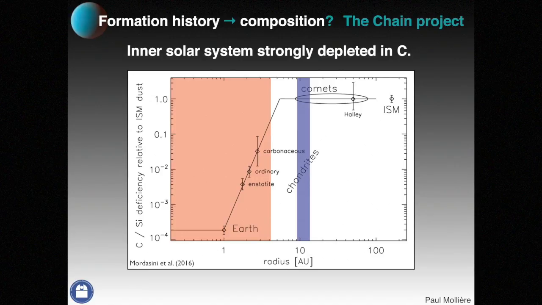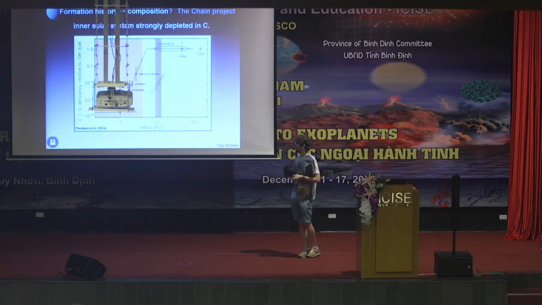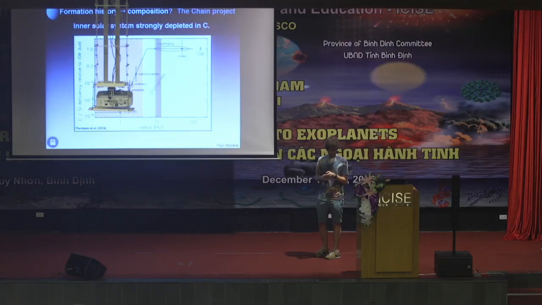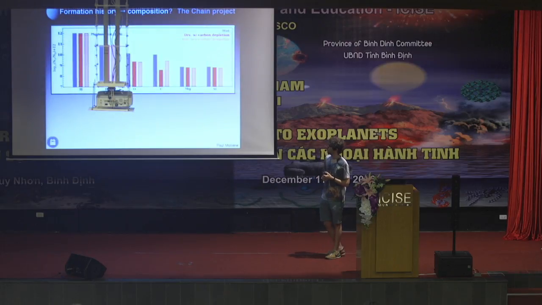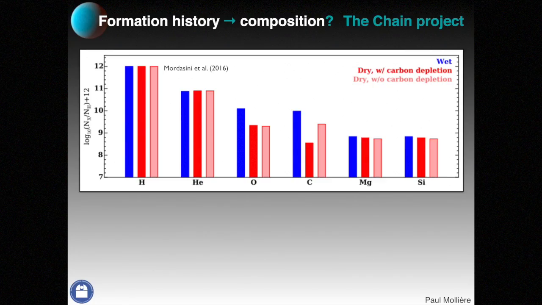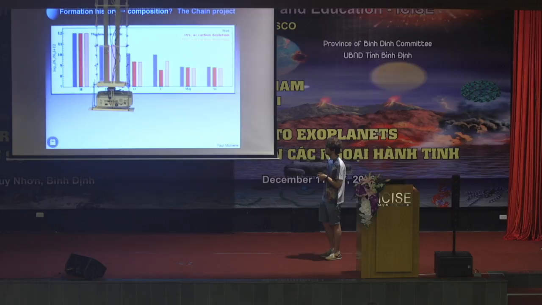So we were quite surprised, also we didn't know when we set out to do this project. And so we assume this black line here actually as our carbon depletion model for the planets. So what do we get for typical cases of the wet and dry planet? The blue histograms show the abundances in the planets for the wet planet. Red is the dry planet with carbon depletion, and light red is the dry planet when we turn off carbon depletion.